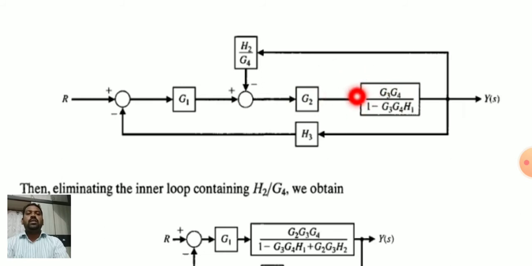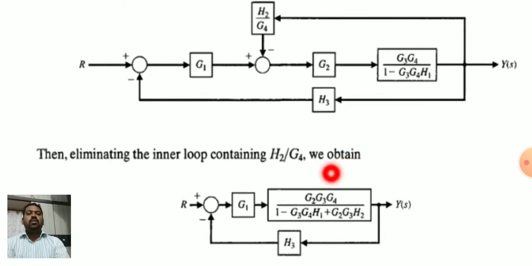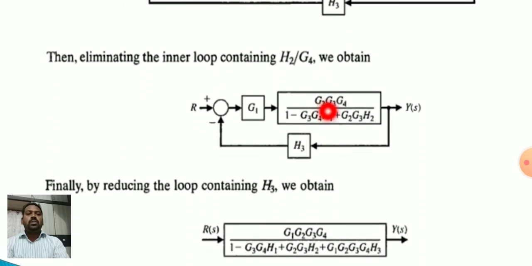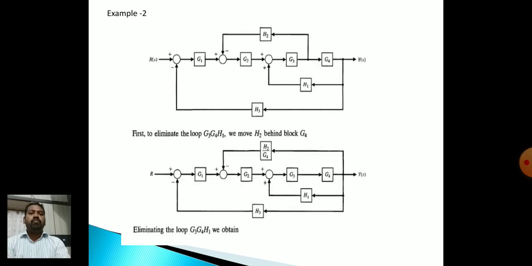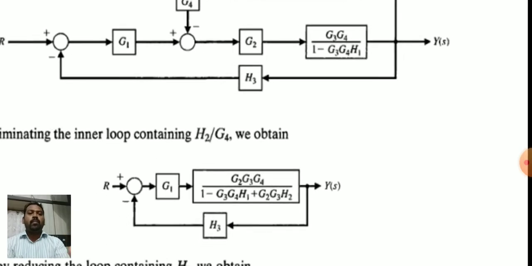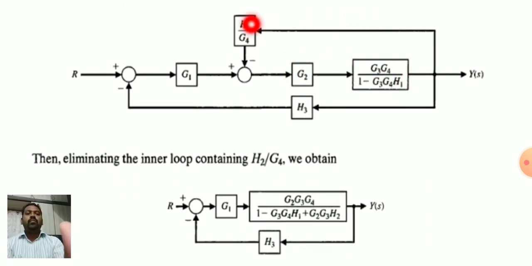Now it is G(s), and this is H(s) with negative sign. Once again here G(s) is G2, G3, G4 divided by 1 minus G3, G4, H1, as it is, into H(s), that is H2 by G4, that cancels. Finally it becomes like this: G2, G3, G4 divided by 1 minus G3, G4, H1 plus G2, G3, H2. Okay. So once again, after removing this loop, it will become like this, combining with this series G1.